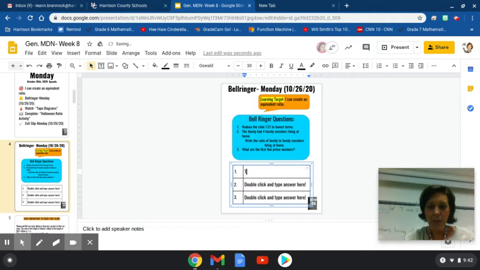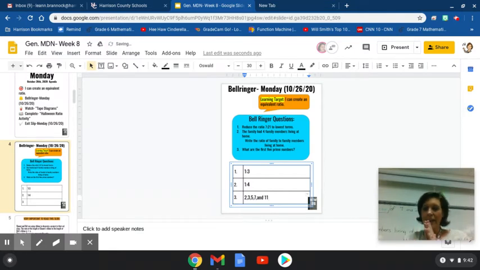Okay, so we have 1 to 3 because we divided till we can't no more by the greatest common factor. Our ratio is 1 family to 4 members, 1 to 4. And our last one says, what are the first 5 prime numbers? So we're going to type that in. And it says 2, 3, 5, 7, and 11. All right, now we got the right answers.